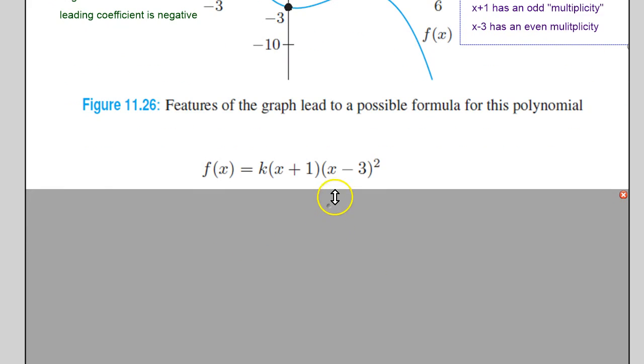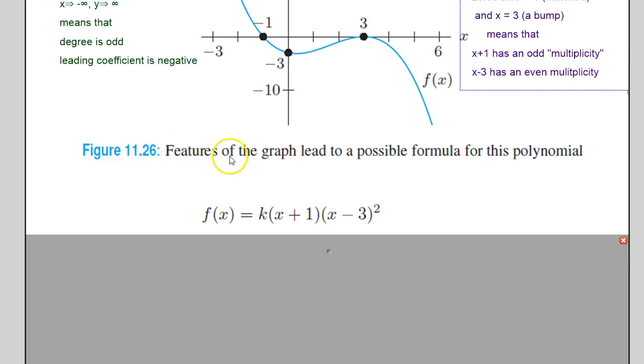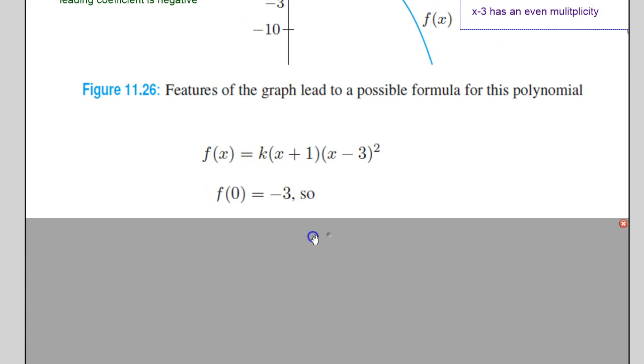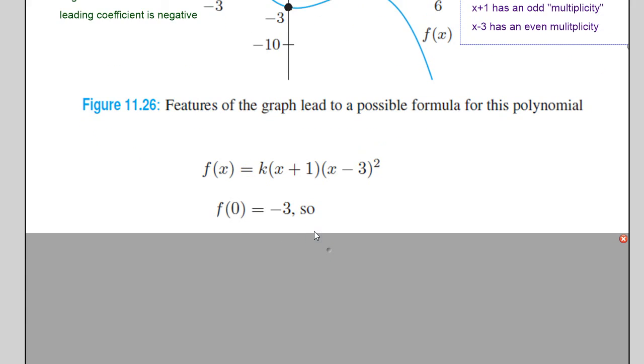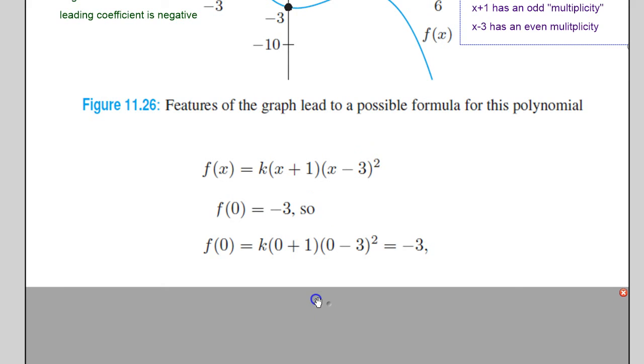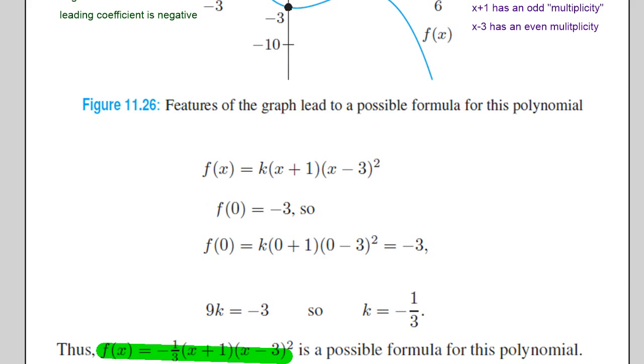Now, this is not the only expression. This is just one of many that can fit this situation. And because the y-intercept is at negative 3, we have this. And we solve this. So we solve for k, and this is our possible formula. All right, that's it.